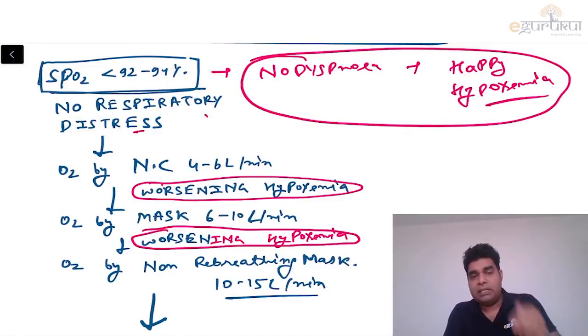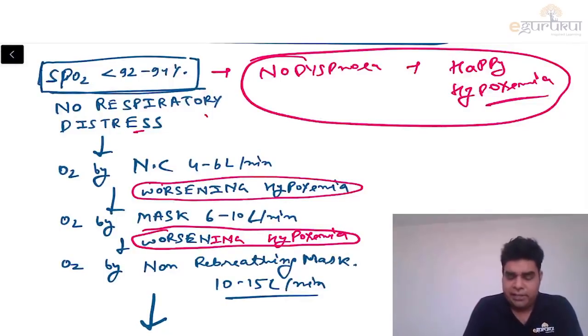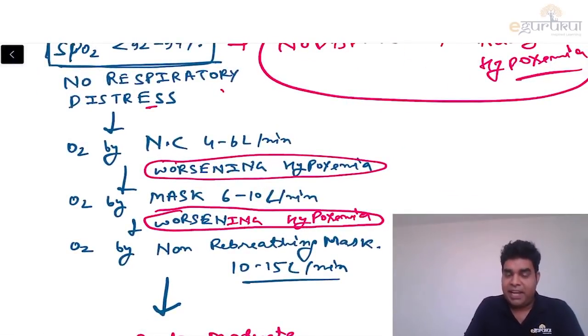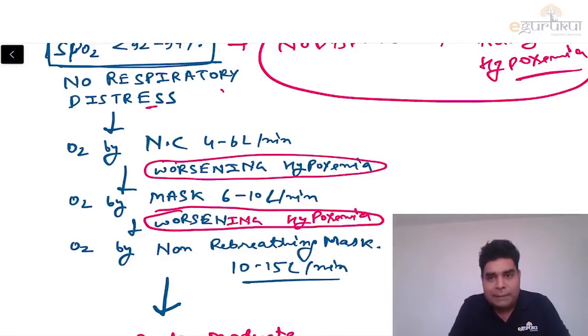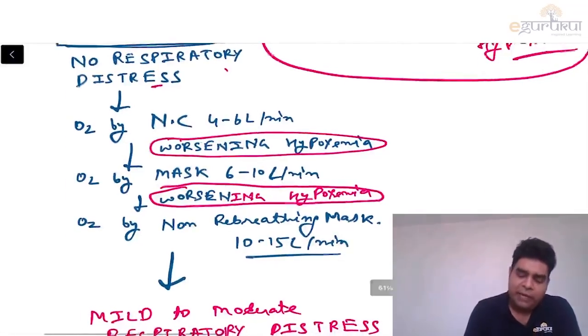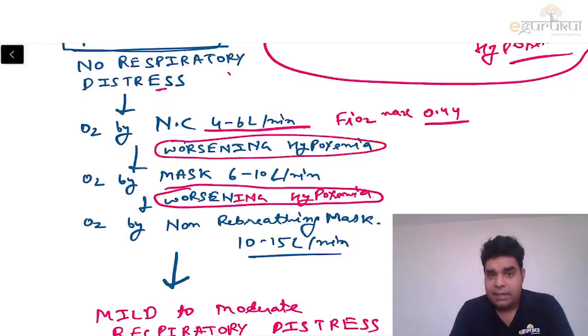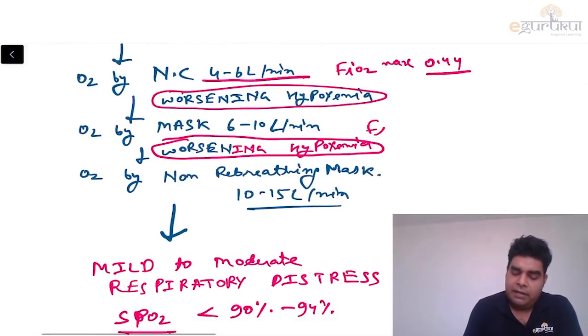Now, if the patient in such cases has only mild respiratory distress or no respiratory distress, we can start with a low flow device, because here there is no respiratory distress. So the patient will not take a large amount of air from the surrounding. In the low flow device, first we start with nasal cannula, where we usually give 4 to 6 liters per minute. And remember, the maximum FiO2 was 0.44. Then we go to mask. By mask, we give 6 to 10 liters of air per minute. And here the maximum FiO2 which we can achieve is 0.6.